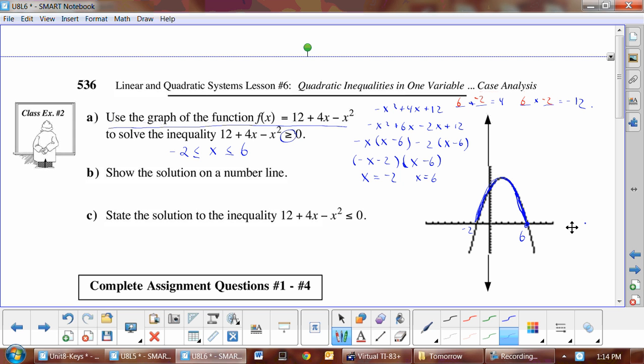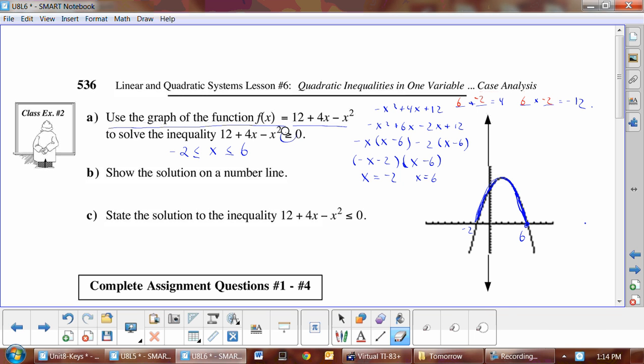So, yes, Daniel? It's kind of like it's neutral, right? So when it's greater than or equal to, we consider it part of our solution. If it's just a greater than, we say everything above 0 is part of our solution.